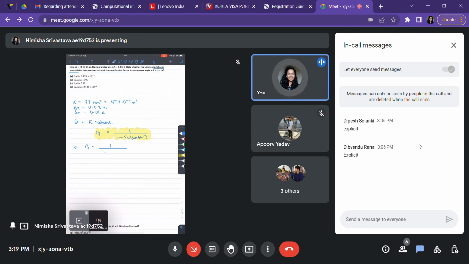Just keep on writing the answers in the chat box if you have already computed it. So we have to compute the D over here. D is equal to alpha delta t by delta x square. That is 97 into 10 raised to the power minus 6 into delta t, which is 0.01, divided by 0.02 squared. Just complete this for me.